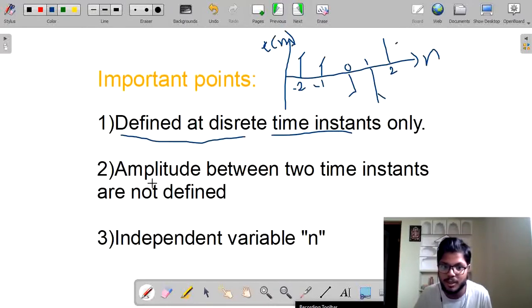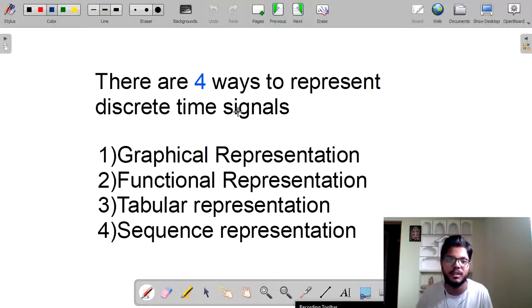Second, amplitude between two time instances is not defined. Between -2 and -1 there is no amplitude, between -1 and 0 no amplitude. In such a way, amplitude is not defined between two time instances. This is the independent variable n of x of n. Now, very important.